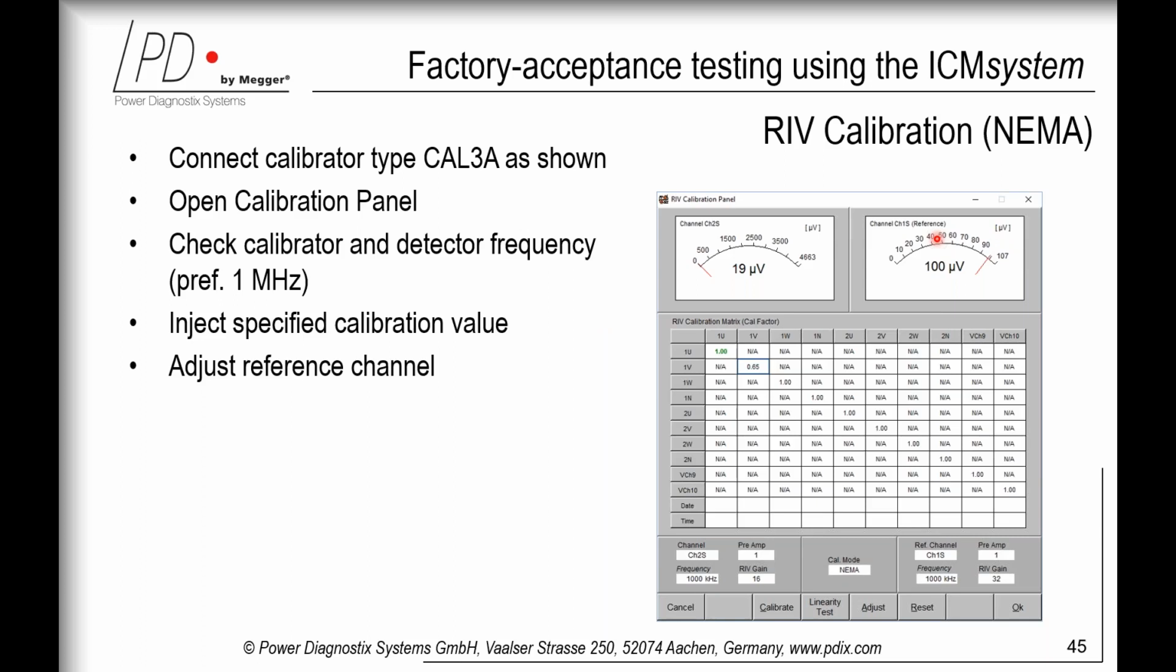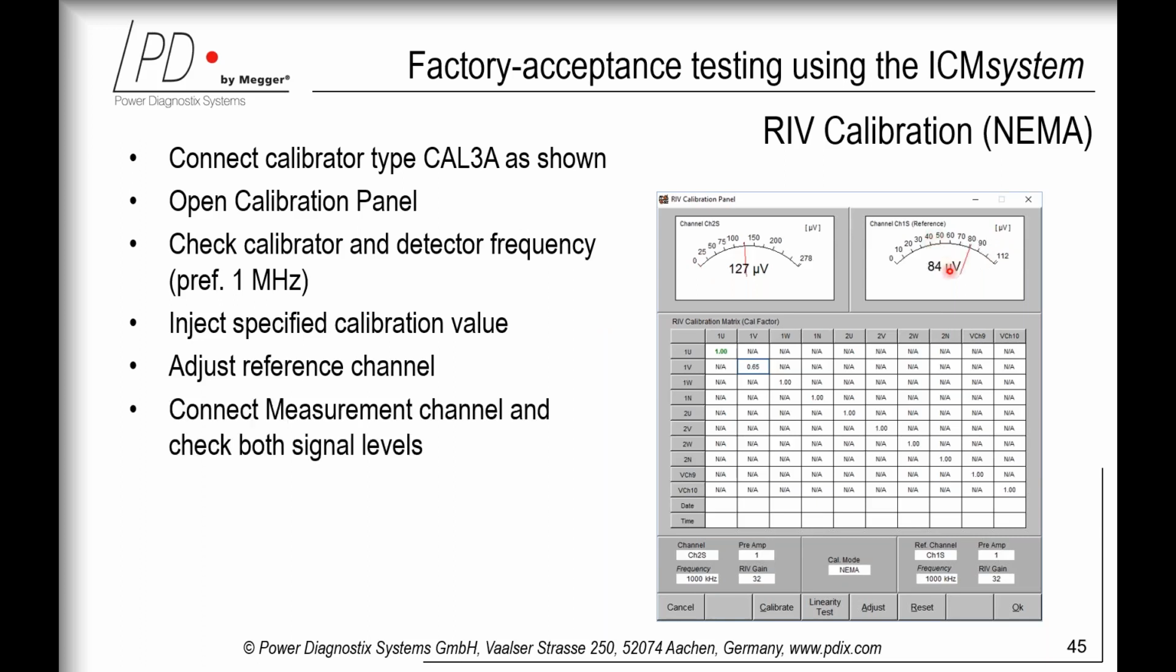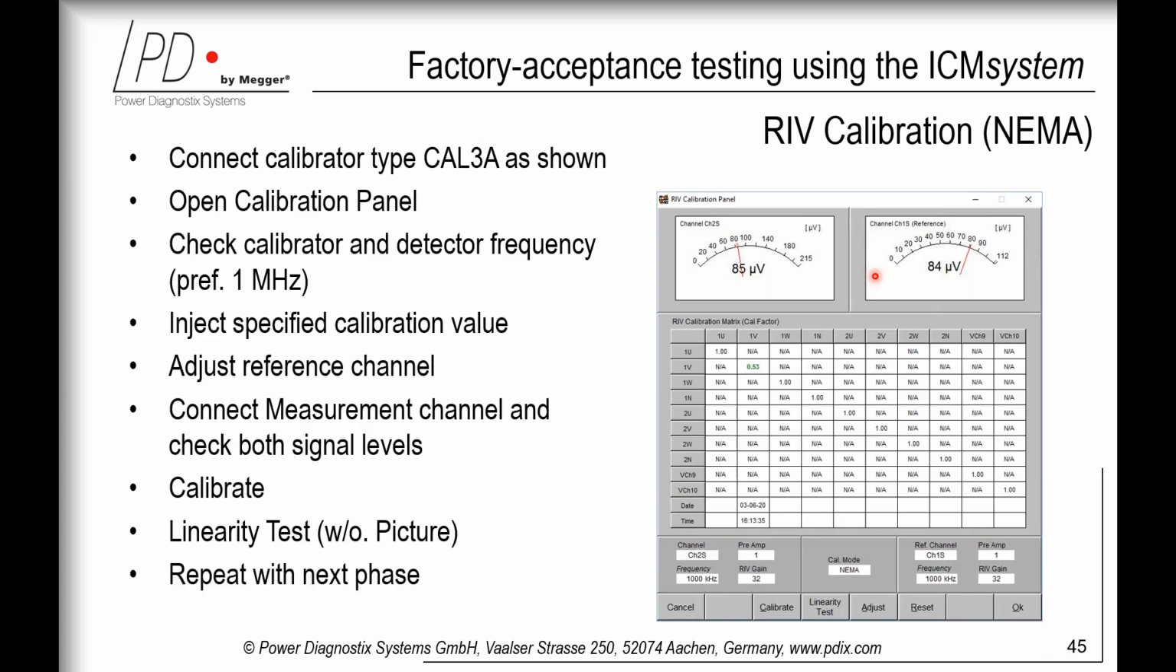Then you connect the measurement channel and you check both signal levels. You should see a small drop on the reference channel. And then you calibrate. And again, you can now do the linearity test. However, here we will skip the picture. And we repeat with the next phase sample.